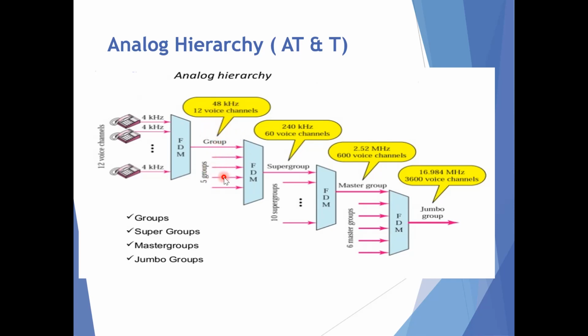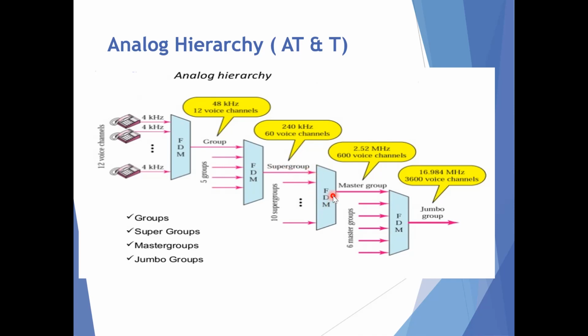Such 5 signals can be multiplexed by using level 2. The output of that group is known as a super group, where 60 voice channels are multiplexed, because 12 voice channels make one group, and such 5 groups are multiplexed over here.